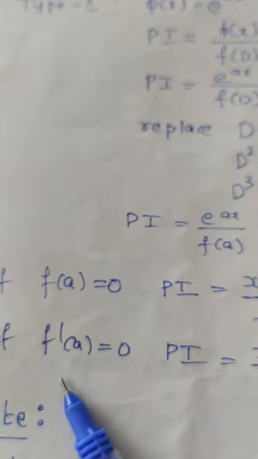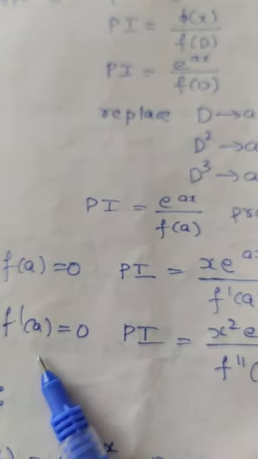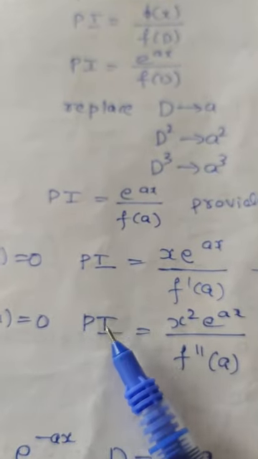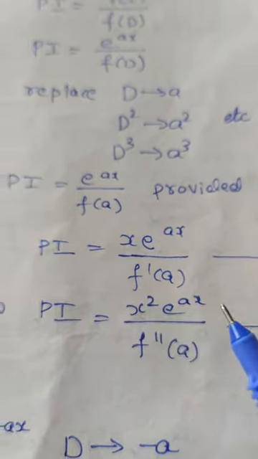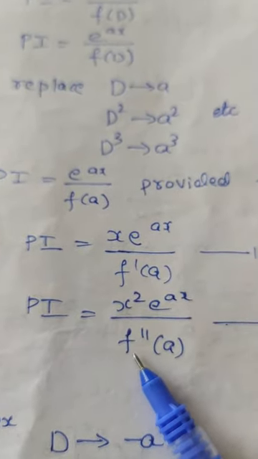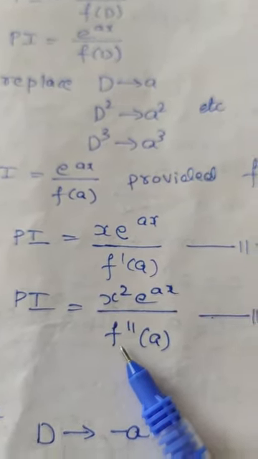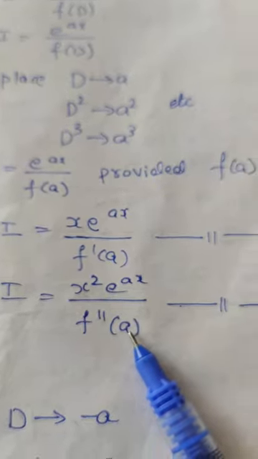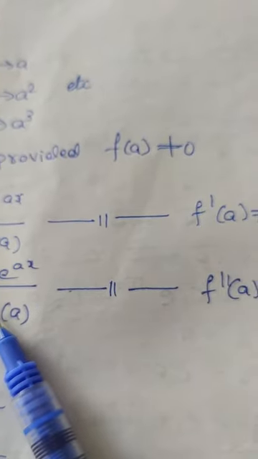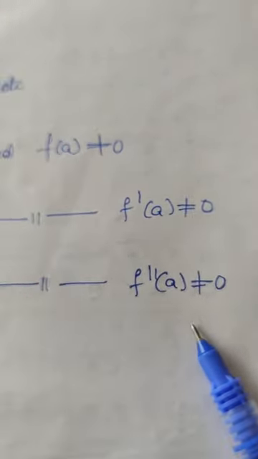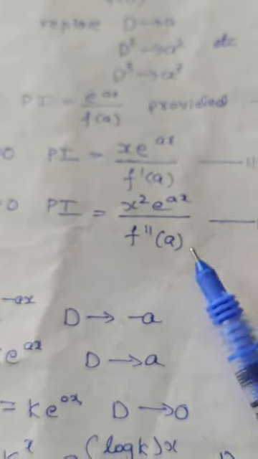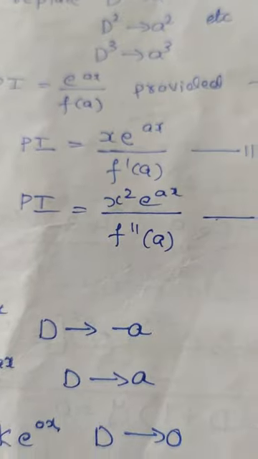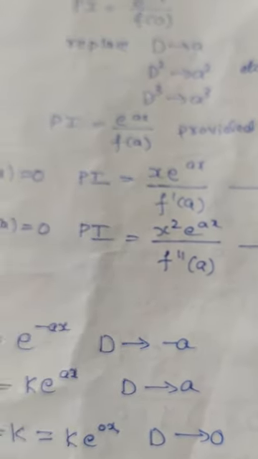By chance, if the denominator again becomes 0, that is f dash of a becomes 0, then PI is x square into e power ax divided by f double dash of a. Again multiply the numerator with x, then differentiate the denominator again with respect to D, then replace D by a. What is the condition? f double dash of a is not equal to 0, etc. Okay, till we get a non-zero quantity in the denominator, we have to continue this process.